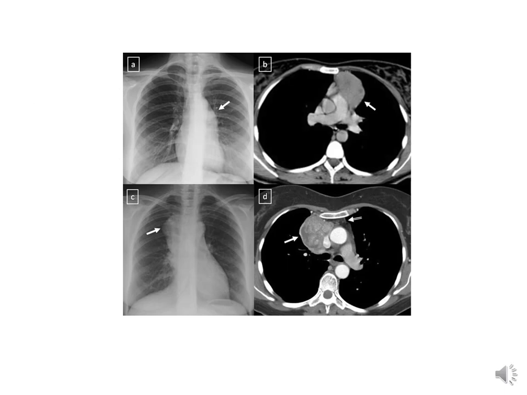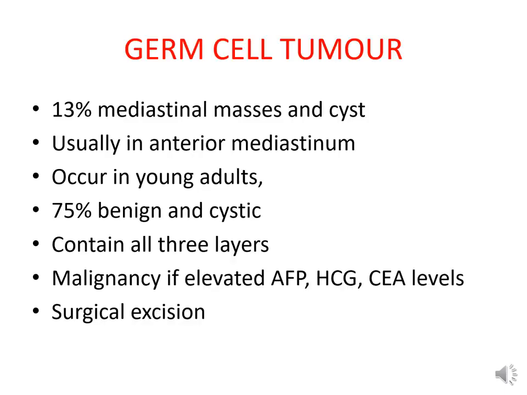You can see the thymus and other growth in the superior mediastinum. Now the second mass which can be there is a germ cell tumor. Germ cell tumors are of different types: one is gonadal and this is extragonadal. The mediastinum is a preferred site for extragonadal germ cell tumors. It is 13% of all mediastinal masses and cysts that are from germ cell tumors.